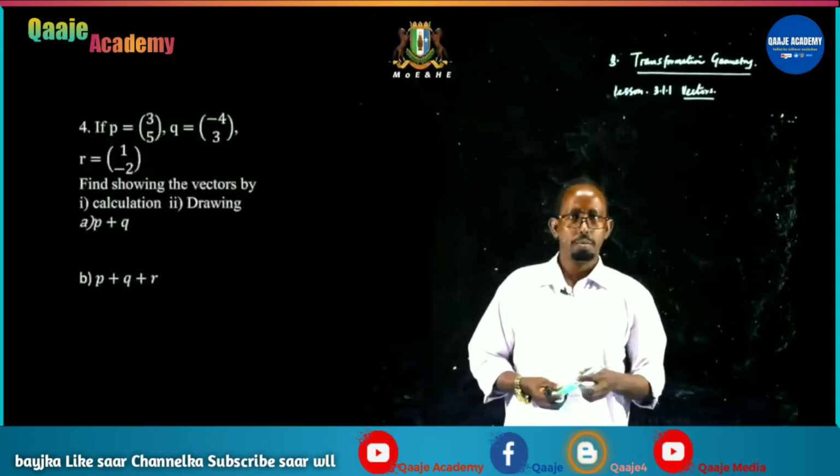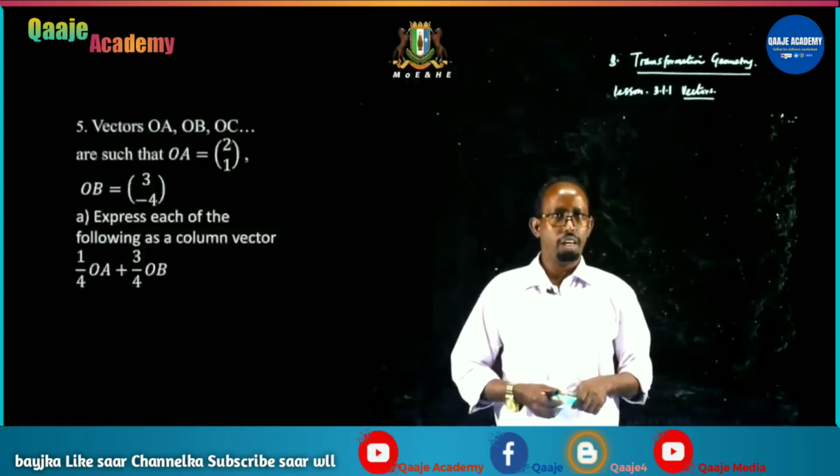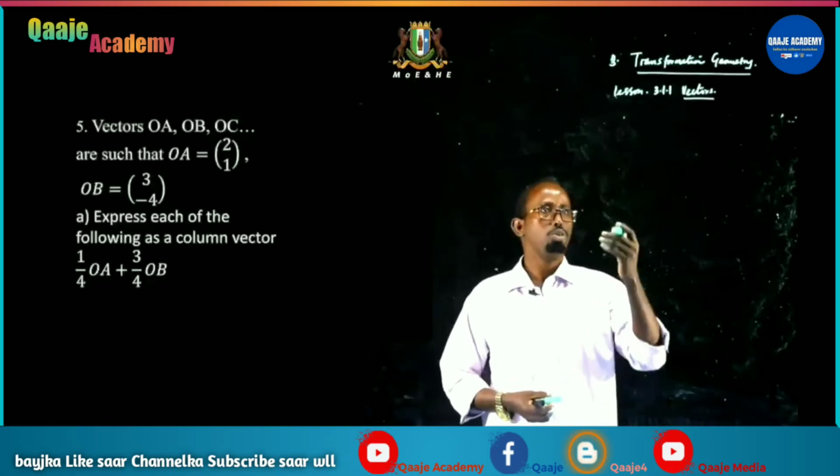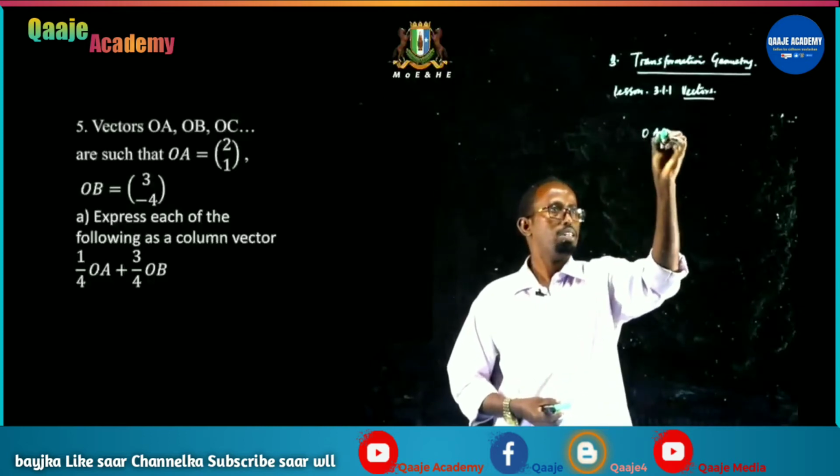Now, vectors OA, OB, and OC are such that OA is equal to (2, 1).